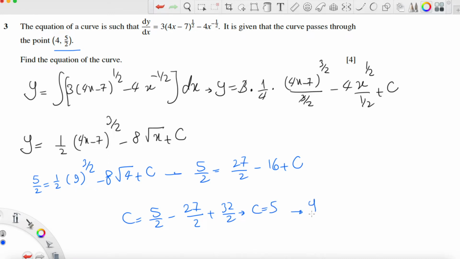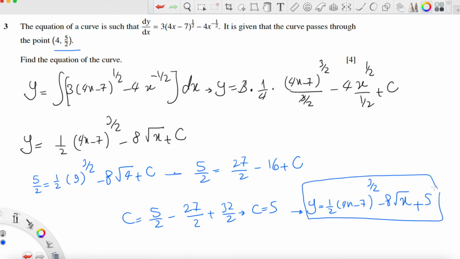So the function becomes 1 over 2 (4x minus 7) to the power of 3 over 2, minus 8 root x, plus 5. This is the final answer to this question.